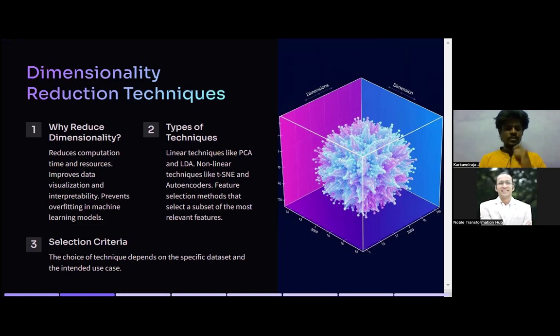Next, selection criteria. The choice of technique depends on the specific dataset and the intended use case. This decision purely depends on the dataset we are going to use, and based on that we need to decide. Keep in mind, guys, when we are implementing, it's going to be crazy, because we have 1,000 features and it is going to convert to only 10 features, but those 10 features will replicate all the 1,000 features. So dimensional reduction has the capability of reducing computational time, cost and resources, and improves visualization, and it will also avoid the overfitting problem.